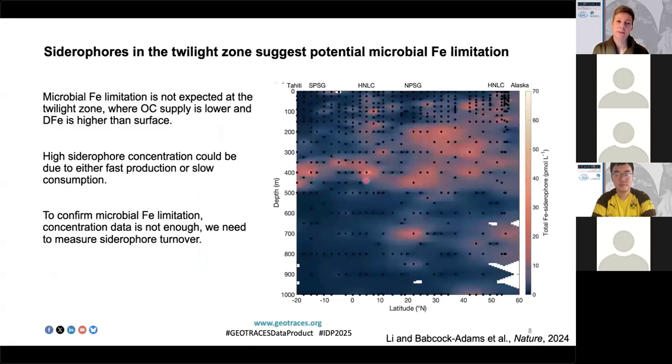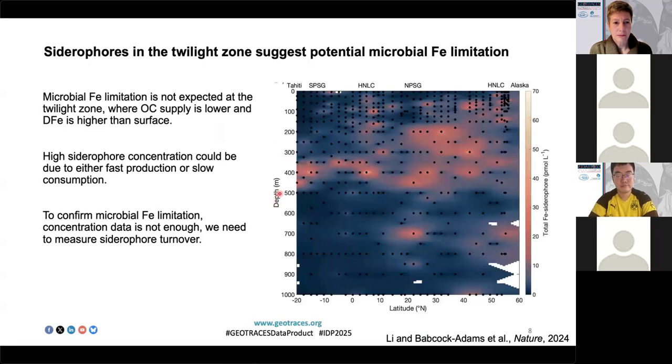For each sample, we can sum all the peaks for a total concentration, and here is the data. The X label is latitude. We have Alaska on the right, Tahiti on the left. The Y label is depth, and the color is the total concentration of iron siderophores. The most striking feature of this plot is the high concentration of siderophores between 200 and 400 meters in the twilight zone.